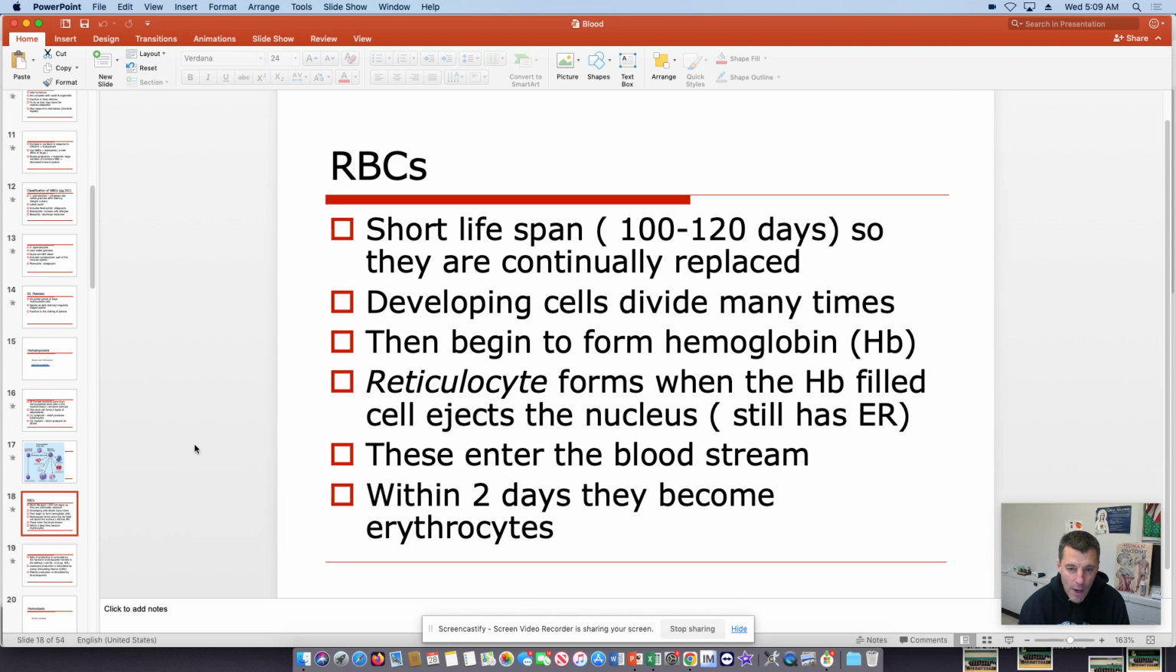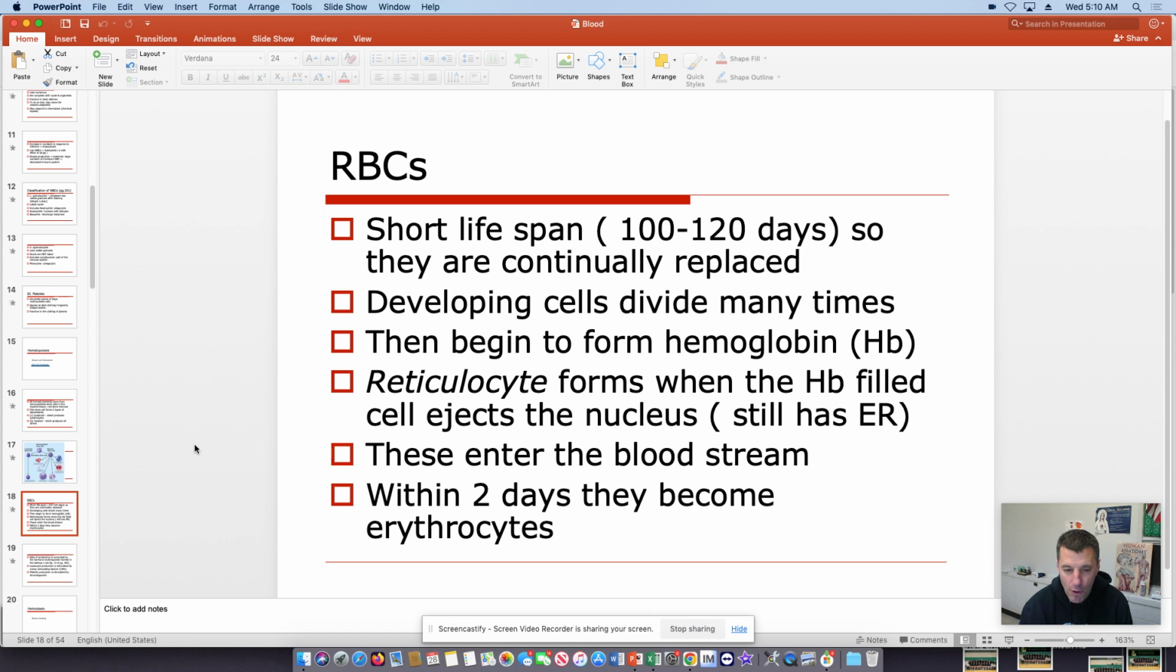Right. So red blood cells. Red blood cells last 3 to 4 months, so you're continually replacing your red cells. The developing cells will divide many times. Then they begin to form hemoglobin. And hemoglobin is that critical substance that actually does the work of carrying oxygen, hooking onto and carrying oxygen.